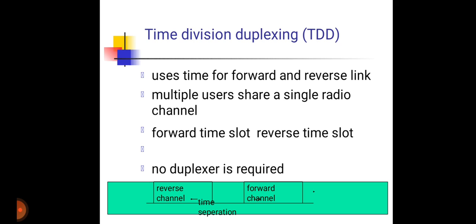Next one is TDD. TDD is time division duplexing. The figure shows that the reverse channel and forward channel are separated by a time separation band. It uses time for the forward and reverse link. Multiple users share a single radio channel in this technique. Also, there is a forward time slot and a reverse time slot, and no duplexer is needed for time division duplexing.